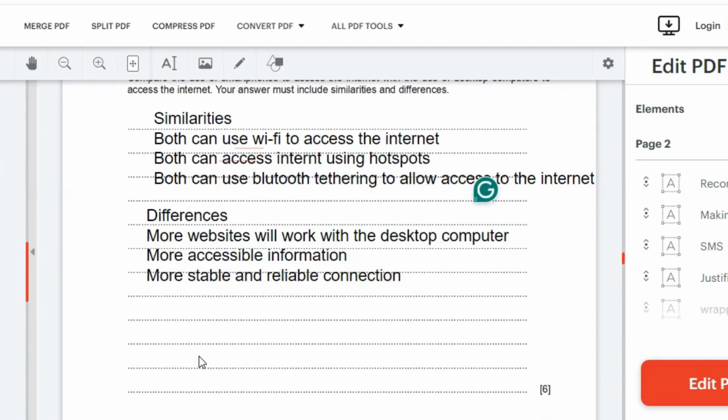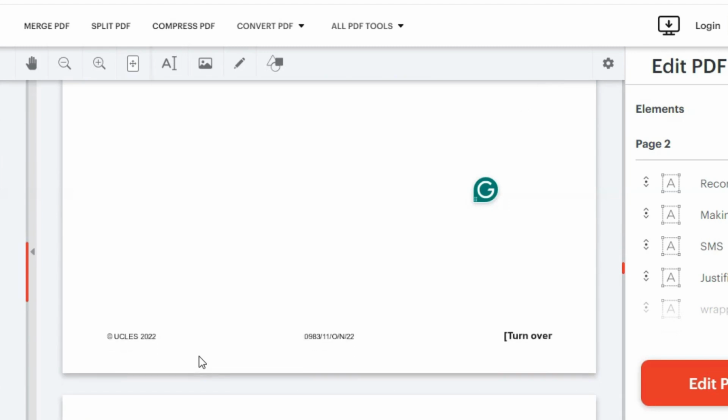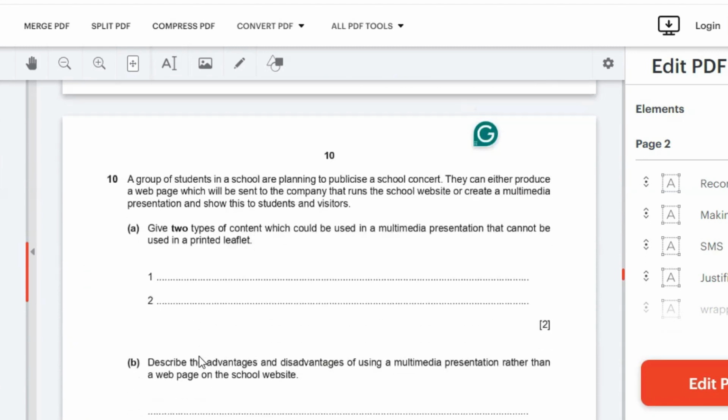Others include larger keyboards to type in web addresses. That's for a desktop. Larger screens to see the whole web page. All right. So let's move to question number 10.